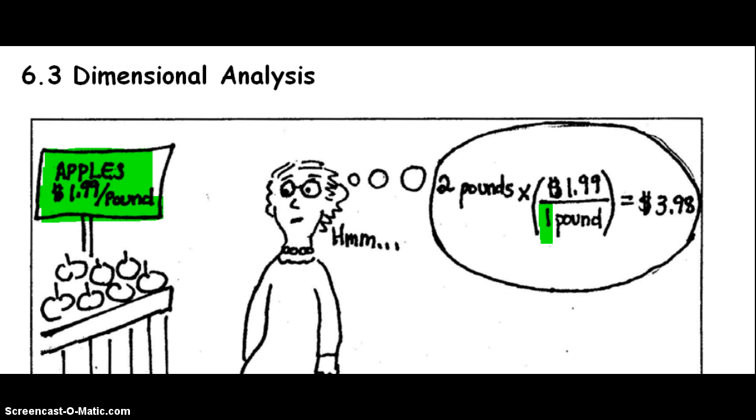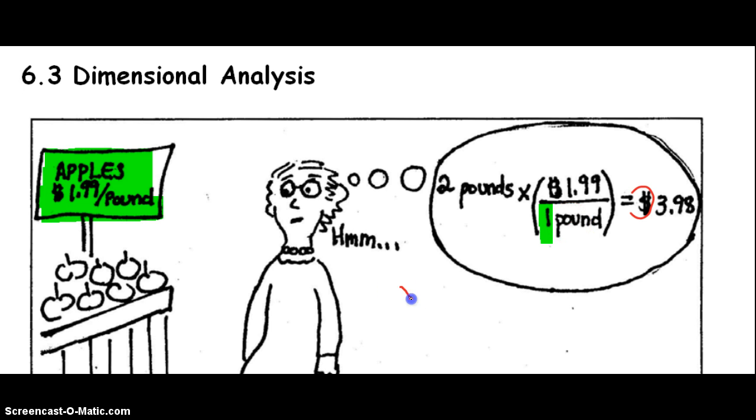So if she wants 2 pounds of apples, you can see the math in her thoughts over here to the right. If she's buying 2 pounds of apples and they're $1.99 per 1 pound, then she's going to have to pay $3.98. What happens? That turns into dollars. What happened to the pounds?